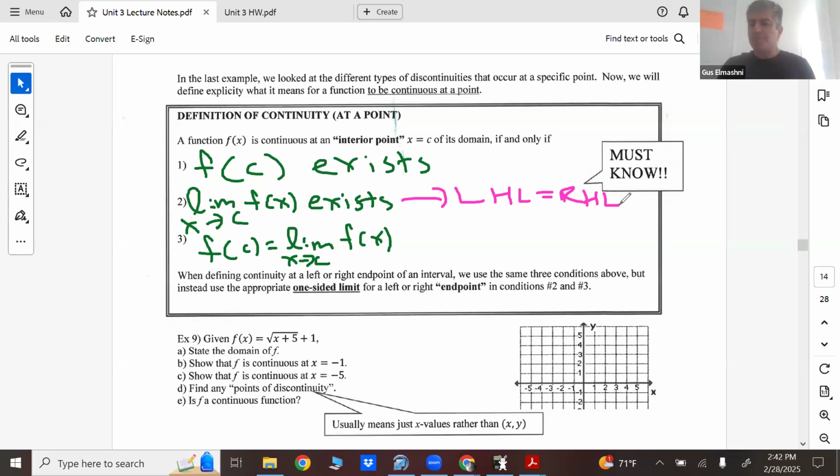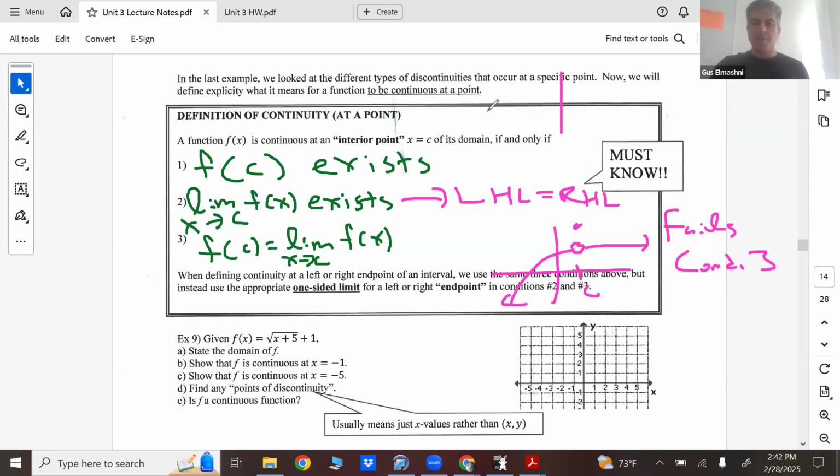When you have a removable discontinuity, like this here, where a point's removed, or you could call it a hole. If you look at this one here, clearly F of C exists. Clearly the limit exists. Does F of C equal the limit? No. This fails condition 3. And so it's not continuous at X equals C.